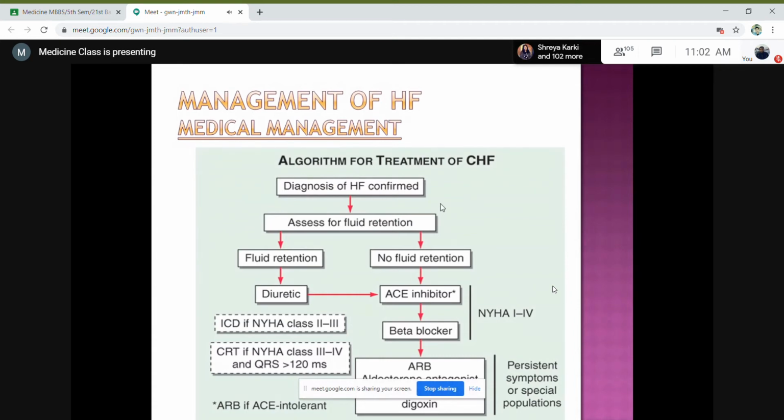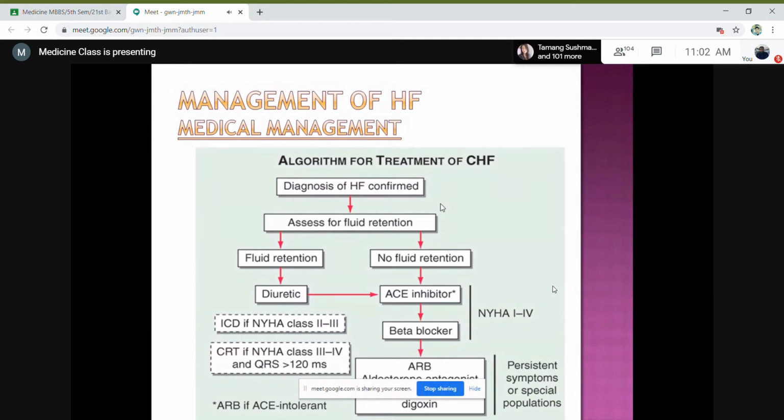ACE inhibitors are given first, but if the patient is intolerant, then ARBs are the drug kept as the option. The other drug that has to be added if the patient still remains symptomatic is beta blockers. Now, if the patient still persists to have symptoms, then there will be a role of angiotensin receptor blockers and aldosterone antagonists, the hydralazine and nitrates combination, and digoxin. If they persist to have symptoms, then these are the medications that have to be added.